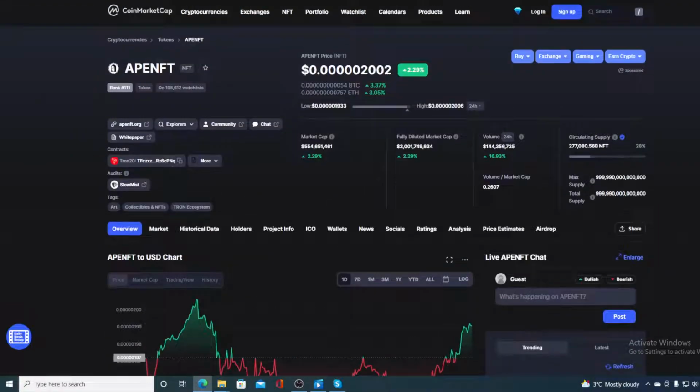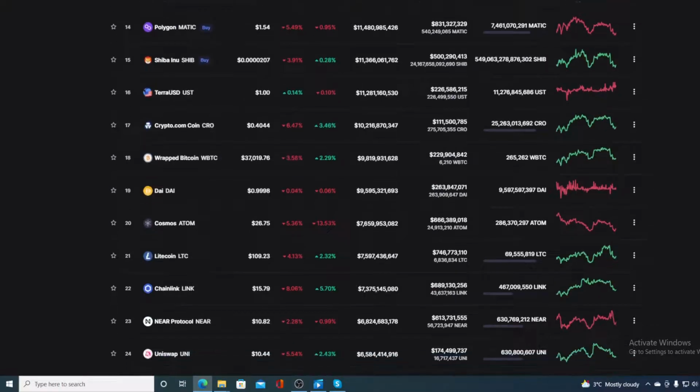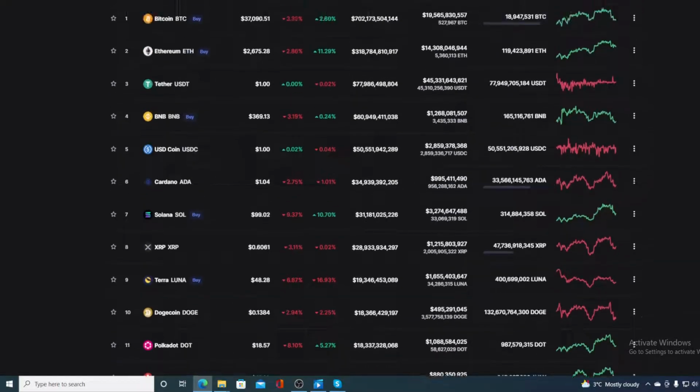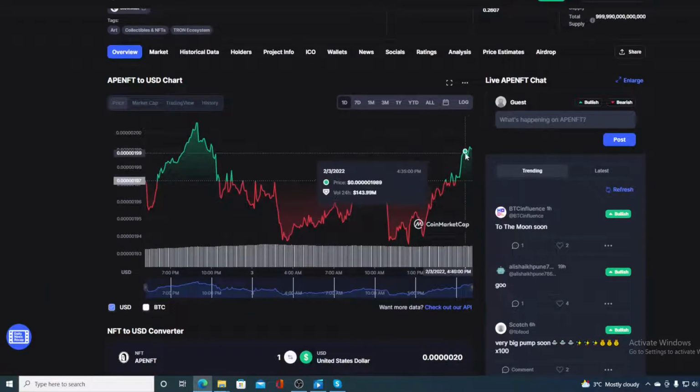But they are doing pretty good considering the situation and considering the fact that we did have that bear market a week ago on the cryptocurrency market. Now most of the currencies are recovering and they are in green. And considering ApeNFT, we can also see that there are some green days ahead.